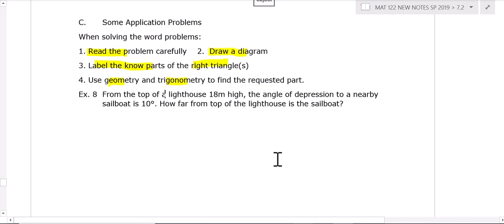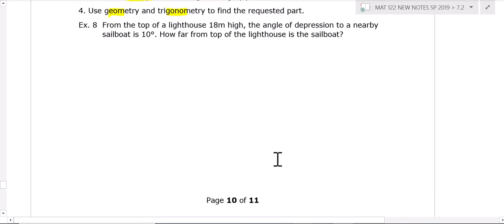Okay, so let's go down to this problem here and let's read it. It says, from the top of a lighthouse, 18 meters high, the angle of depression to a nearby sailboat is 10 degrees. How far from the top of the lighthouse is the sailboat? Okay, I have to have a picture. I'm very visual. I need to see the triangle and what I'm doing.